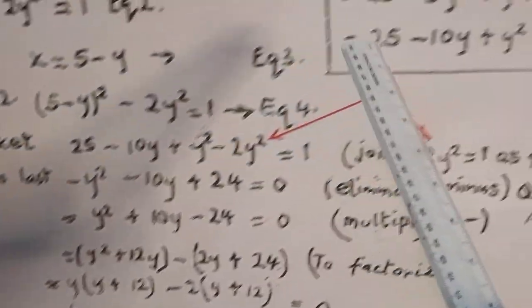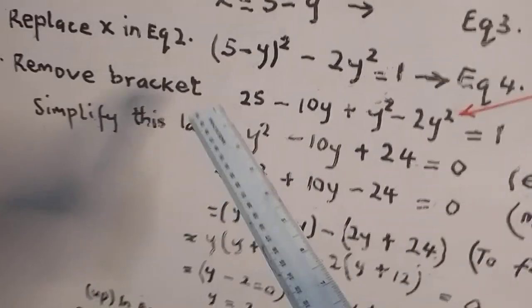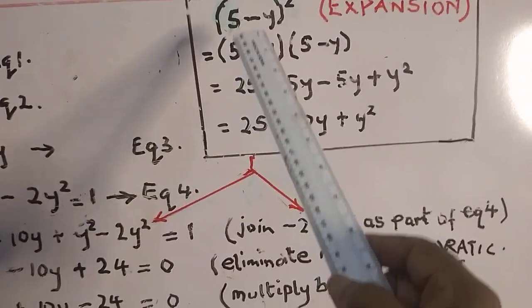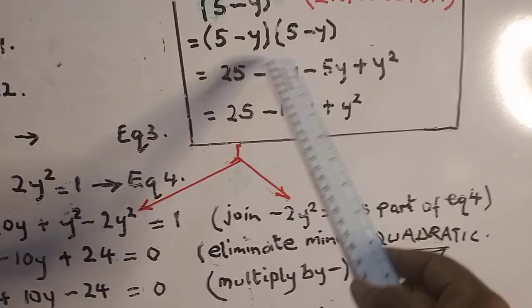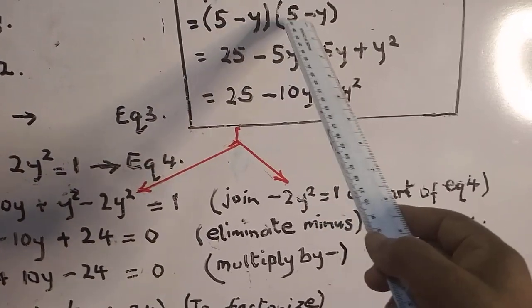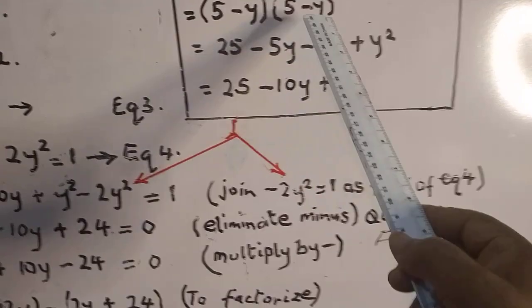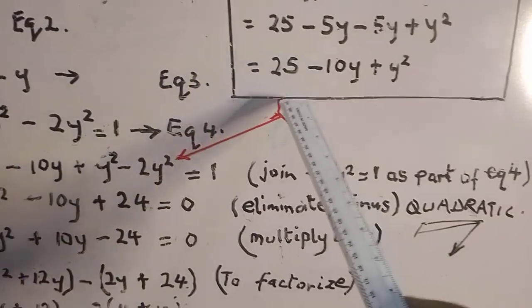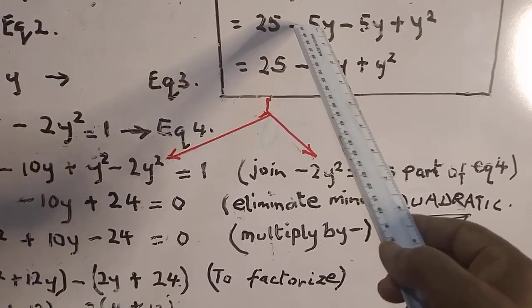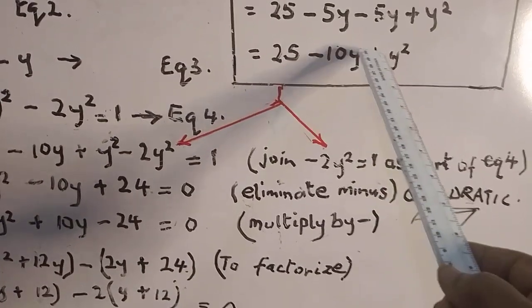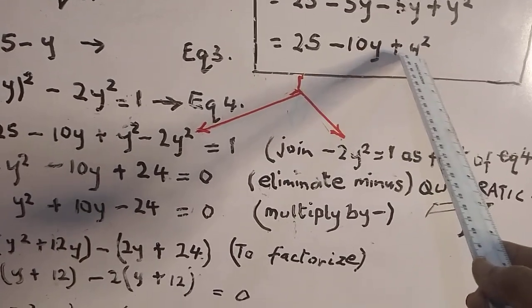Let's show you how we remove the bracket. We lifted this value down here to be able to remove the bracket. It means to expand it, this times itself. So 5 times 5 is 25. 5 times minus y is minus 5y. Minus y times 5 is minus 5y. Minus y times minus y is plus y raised to power 2. Now simplify again: bring down 25, and then minus 5y minus 5y is minus 10y. Bring down this plus y squared.